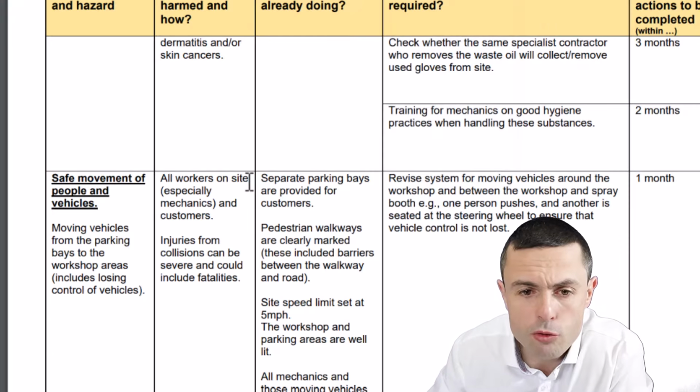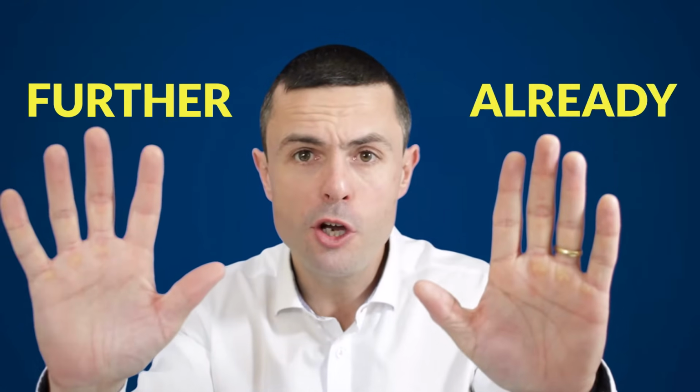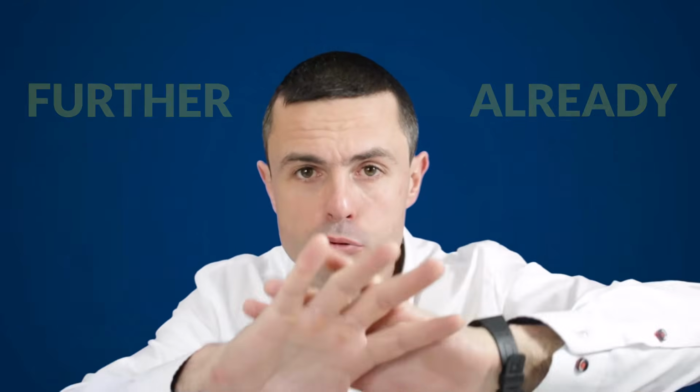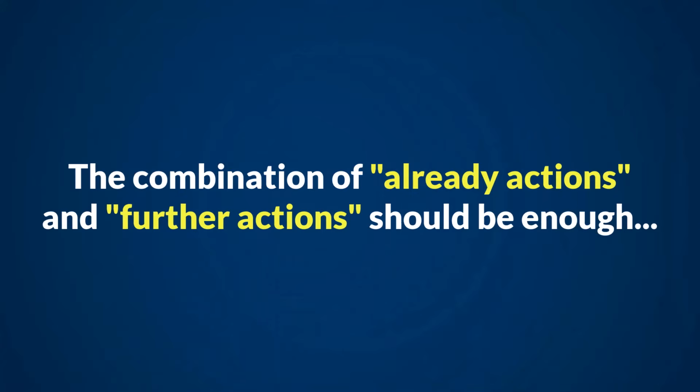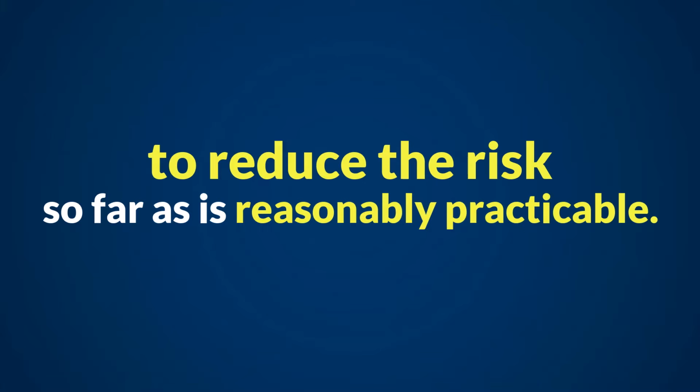Next, when we look at the control measures, so what are you already doing and the further actions. The combination of the already and the further actions should be enough to reduce the risk so far as is reasonably practicable. So there has to be quite a bit of stuff in there. And anything which is an outright legal requirement should be in there.